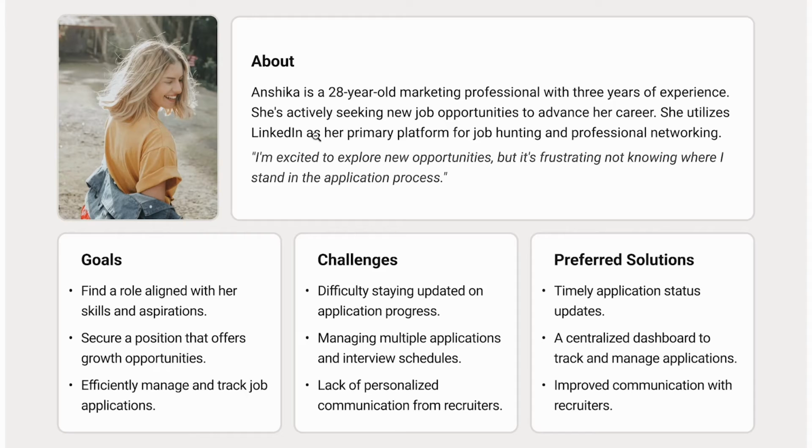She's only going to apply for a period of time until she gets a job, and then she's not going to apply for a job for another 6 months to 1 year. So who is this person who is always applying for jobs? That makes no sense, okay? She utilizes LinkedIn as her primary platform for job hunting, okay? I'm excited to explore new opportunities because it is frustrating not knowing where I stand in the application process.